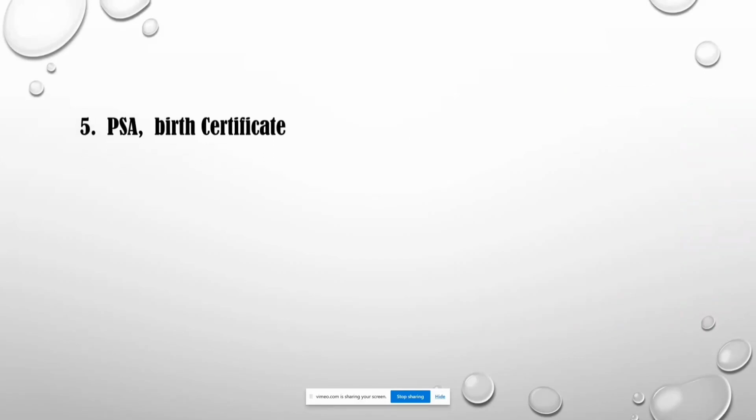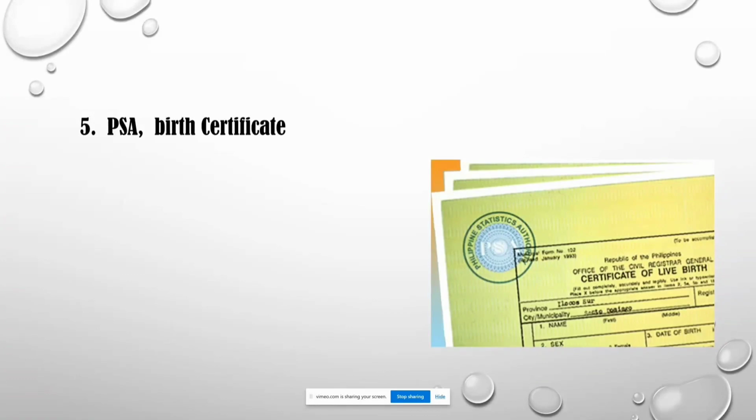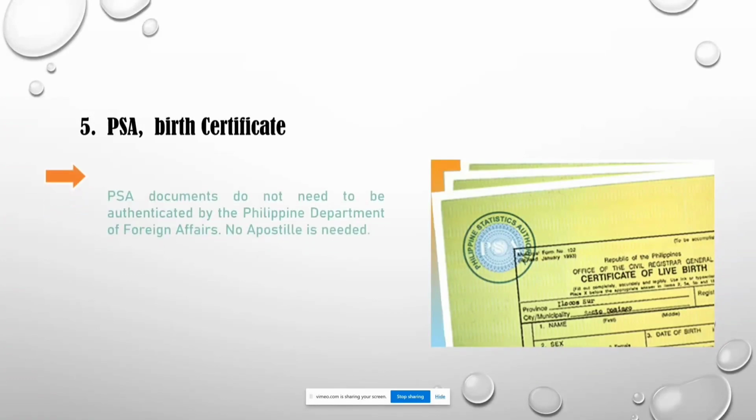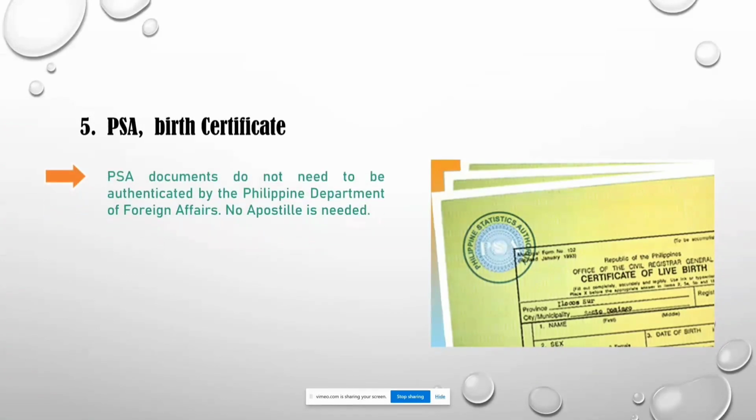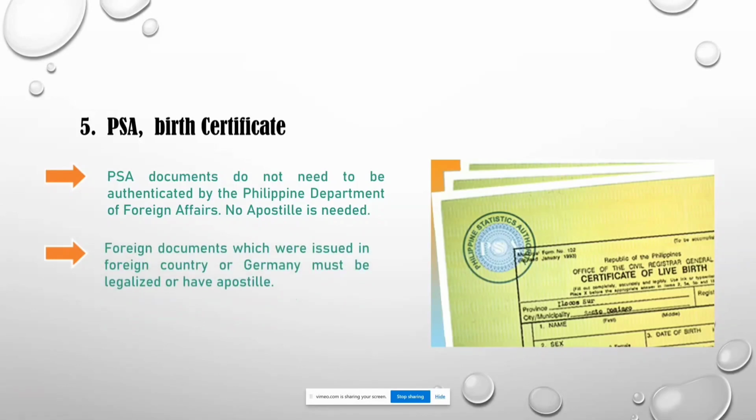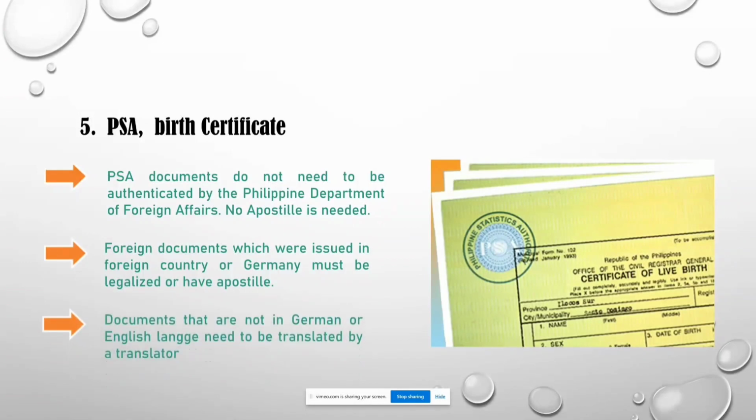Number 5 requirement is your PSA birth certificate. PSA documents do not need to be authenticated by DFA, so there's no apostille needed. But foreign documents which were issued in foreign countries, or for example in Germany, must be legalized or have apostille on it. Documents that are not in German or English language need to be translated by a translator.